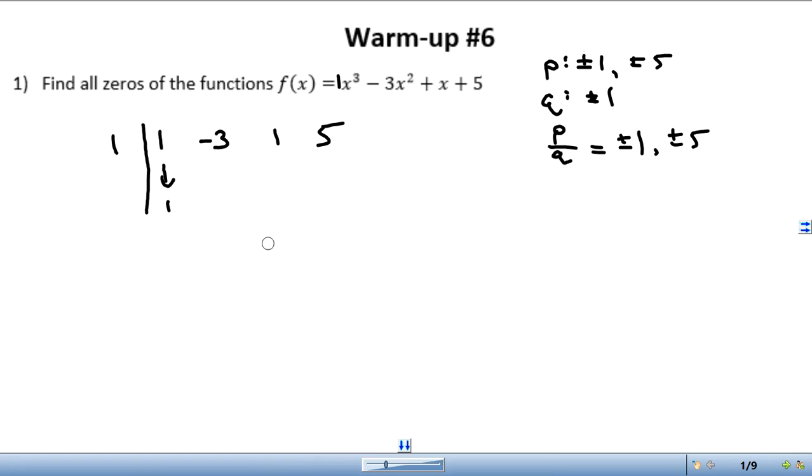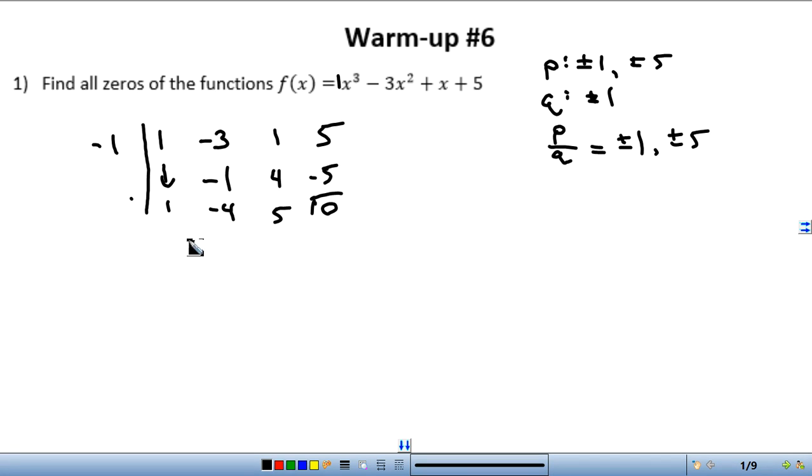So I'm now going to try -1. See if that's it. So -1 times 1 is -1. That gives me -4. Times it by -1 is +4. So that gives me +5. And -1 times 5 is -5. I have a remainder of 0. Shazam. X equals -1 is a root. So yay. Now I have 1x squared minus 4x plus 5. So now I'm going to try to find the rest of the roots.